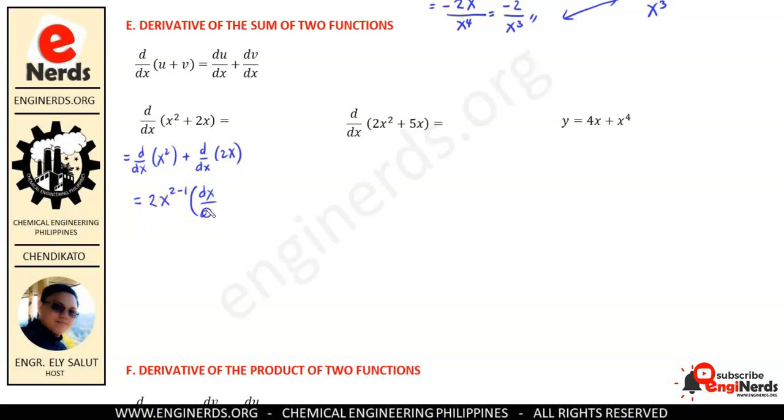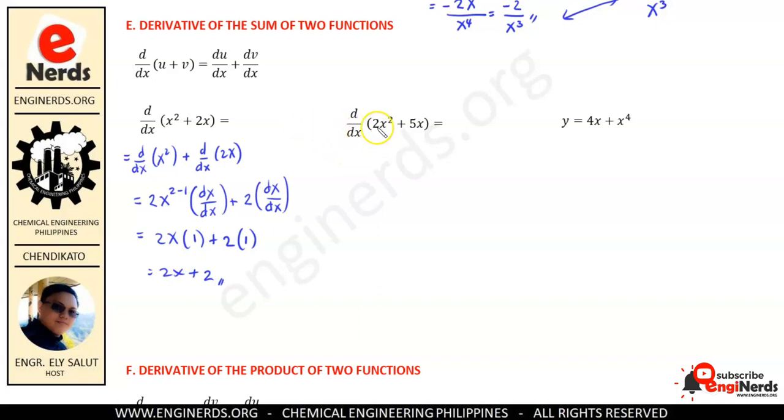We have dx over dx. Plus, we have 2x here, so this is the derivative of the product of the constant and a function. So we will move out our constant and take the derivative of our function right here, which is dx. So this is equal to 2x. 2 minus 1 is equal to x. Then times dx over dx is equal to 1 plus 2. Dx over dx is equal to 1. So therefore, this is equal to 2x plus 2. This is our final answer.